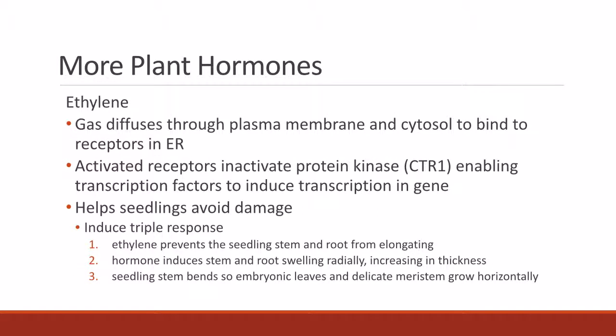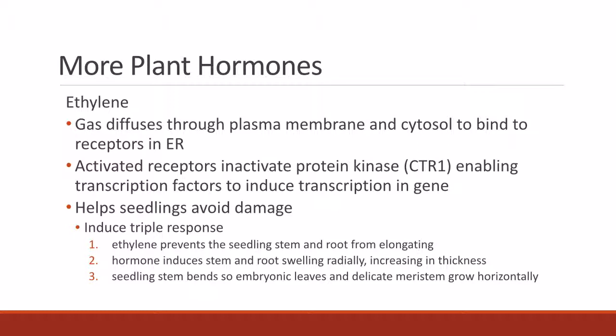Ethylene is a gas that diffuses through the plasma membrane and cytosol to bind to receptors in the ER. The activated receptors inactivate the protein kinase CTR1, enabling transcription factors to induce transcription in the gene.